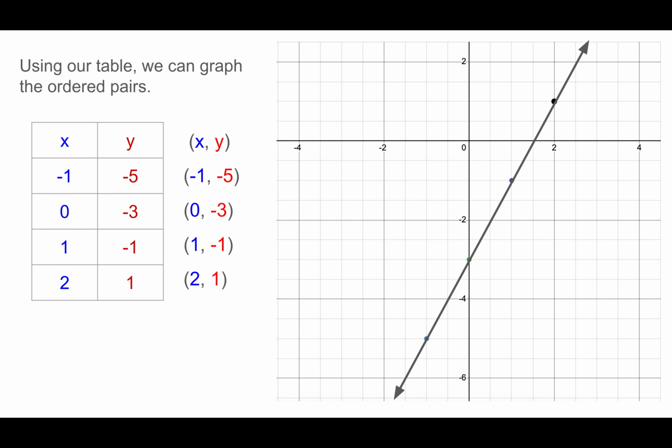Now I can connect my points, and I have a line. To show that it's a line, I have arrows on both ends of it, which means there's no beginning and no end to this line. What is the y-intercept? The y-intercept is where it crosses the y-axis, and we always write it as an ordered pair. So it's crossing here at -3, so we'd say that the y-intercept is 0, -3.